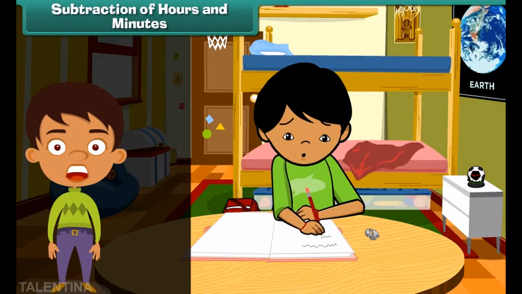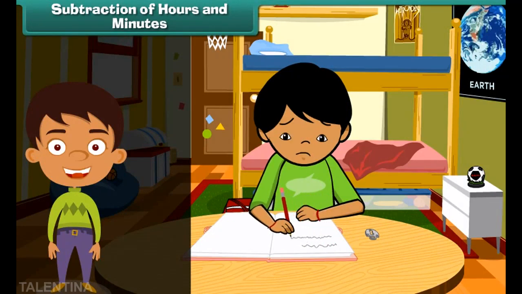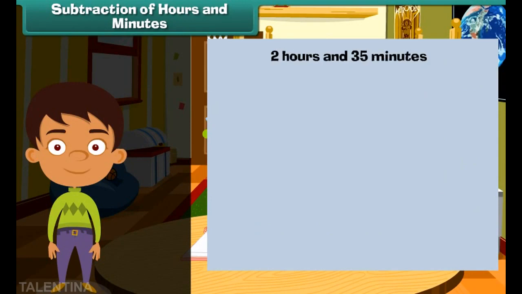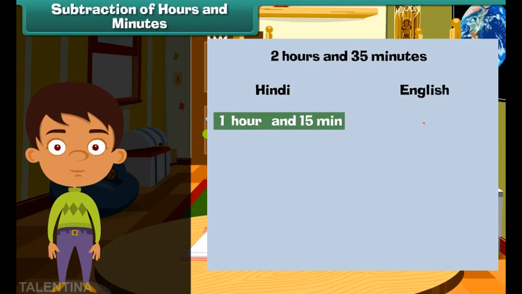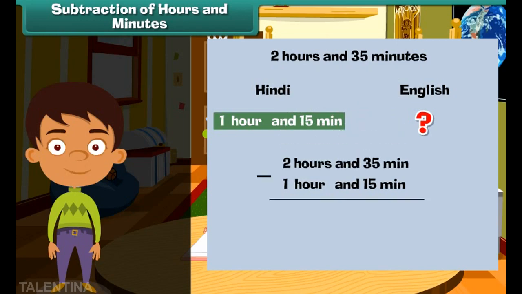Subtraction of hours and minutes. Latika completed her English and Hindi homework in 2 hours and 35 minutes. Hindi homework was over in 1 hour 15 minutes. How much time did Latika take to complete her English homework? Subtract time taken for Hindi homework from the total time taken for Hindi and English homework. First, subtract the minutes. 35 minus 15 is 20 minutes. Now subtract the hours. 2 minus 1, that is 1 hour. So Latika took 1 hour and 20 minutes to complete her English homework.